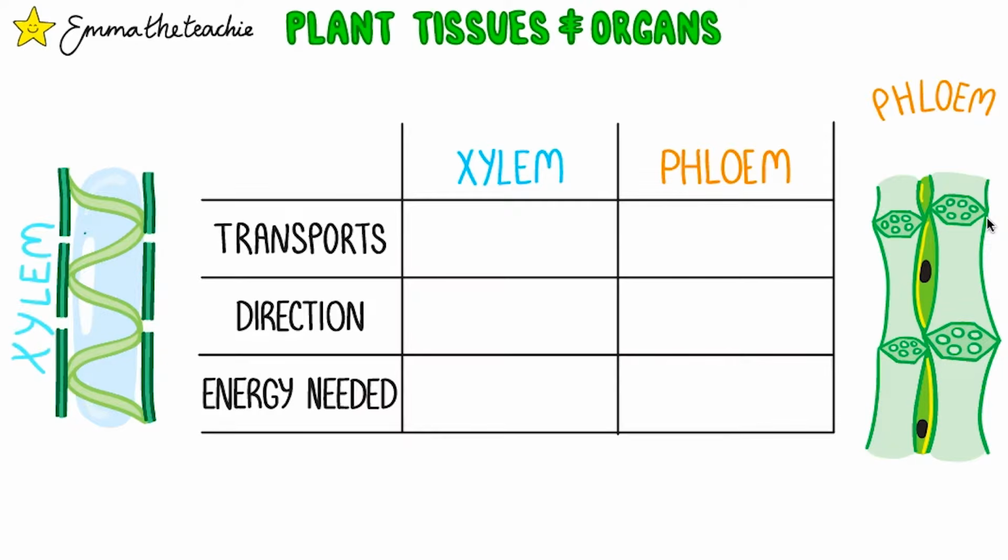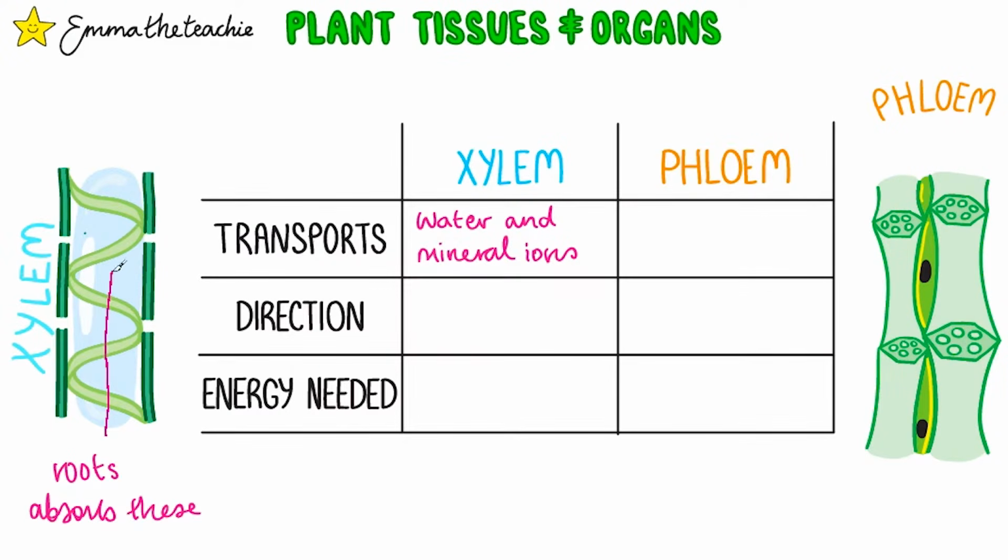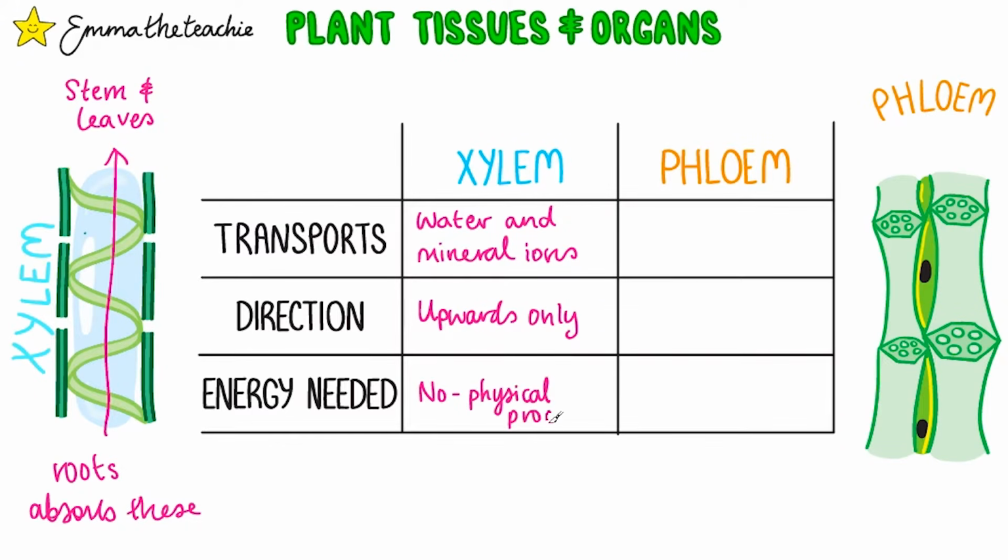Now we're going to look at the transport systems of the plant. This consists of the xylem and the phloem. The xylem transports water and mineral ions. These are absorbed from the soil in the roots, and are then transported up through the plant to the stem and the leaves. Therefore, the direction of travel is in just one way, upwards only. No energy is needed as this is a physical process.